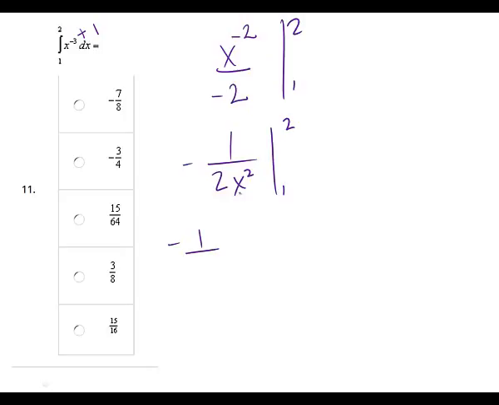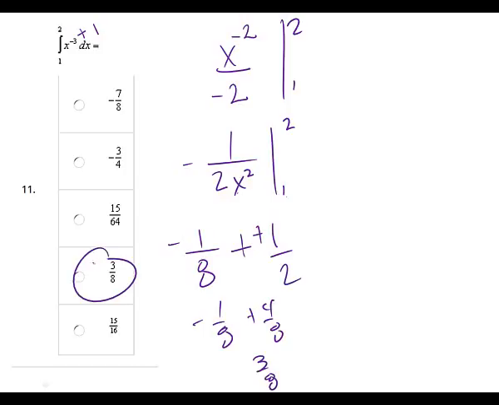So I've got negative 1. What's 2 squared? 4 times 2 is 8. Minus negative 1. Let's see. 1 squared is? Times 2 is? 2. So it looks like I need to bring it into 8s. So 4 eighths. So what's my answer? 3 eighths.